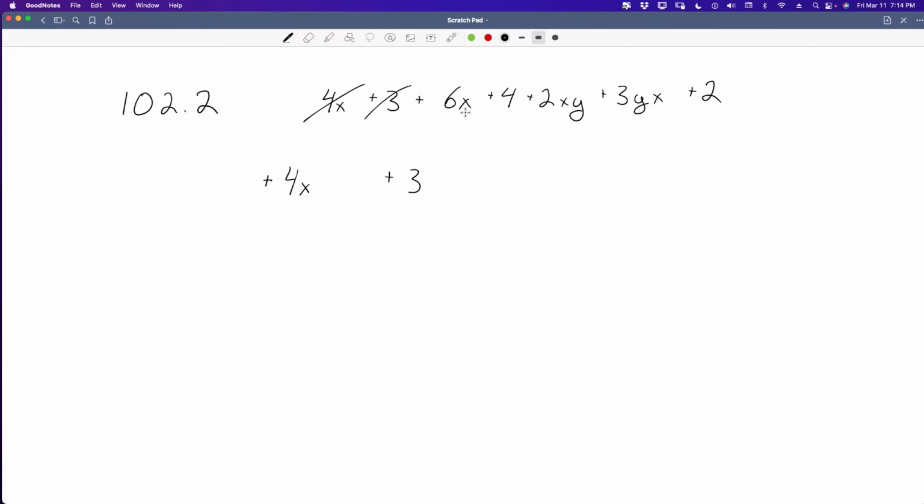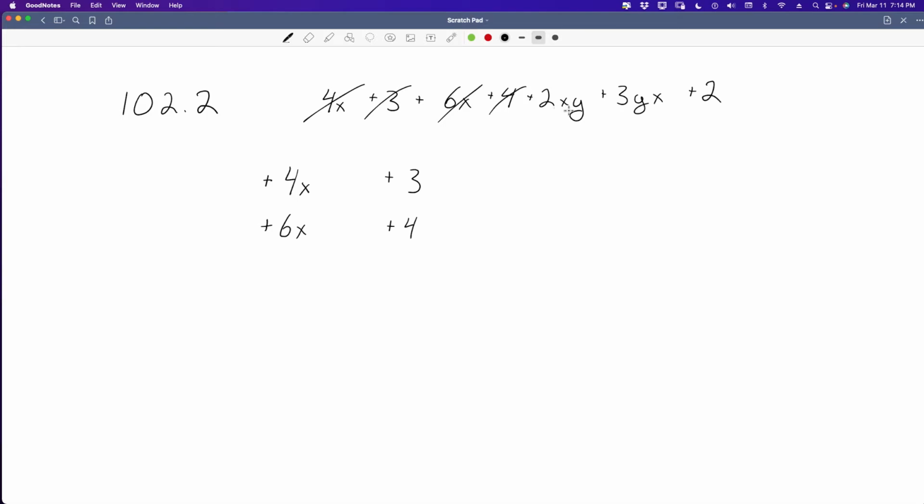So now I have a positive 6x. Well, this has an x, so these are like terms. So I should be able to add the 6 to the 4x, just like that. All right, now I have another number by itself, a positive 4. So I'm going to put positive 4 with this positive 3. Cross it out.